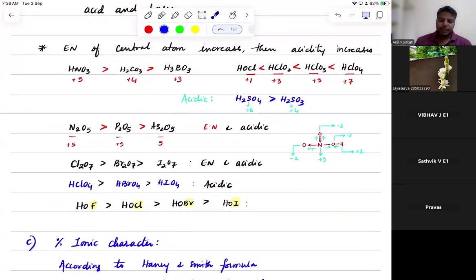Next, if you notice HNO3, H2CO3, and H3PO4, it is based on oxidation states plus 5, plus 4, and plus 3. Higher oxidation state, more acidic character. In the same way HOCl, HClO2, HClO3, and HClO4: plus 7 is the highest oxidation state, so it is more acidic. H2SO4 is plus 6, and here it is plus 4. That is how the acidic character will vary.